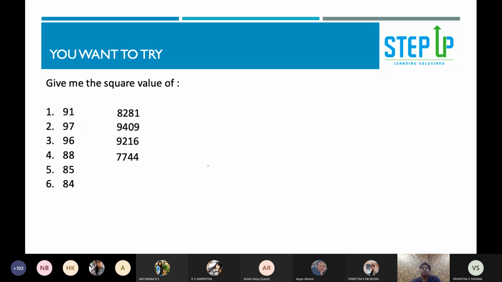Fast. 7225. Okay, your answer is 7225. See, I guess there are 100 guys. I want different people to participate here, right? Unless you participate, you will not be able to catch up to that speed. Remember that. 84 square. What is the value?